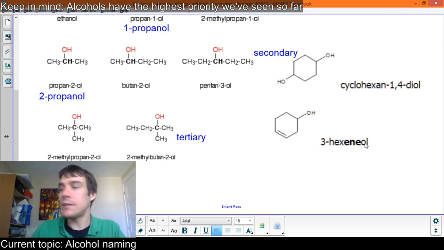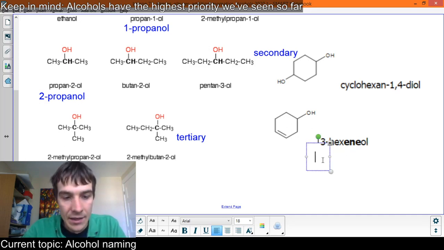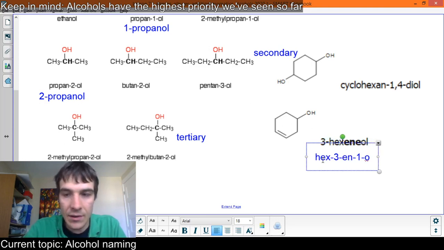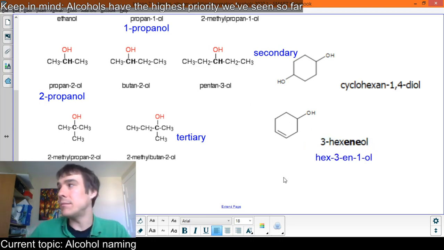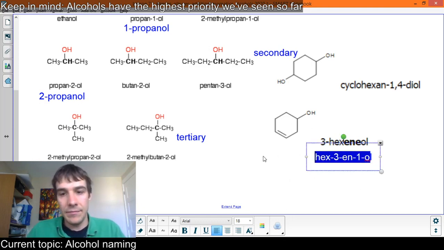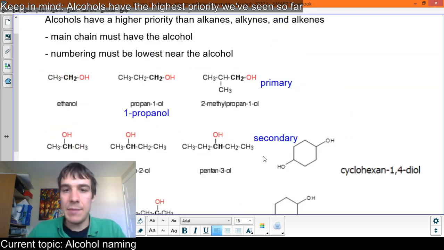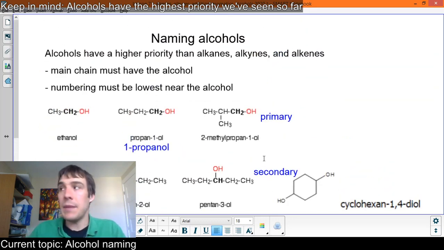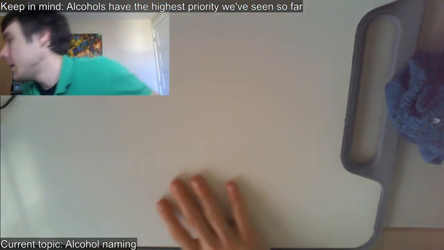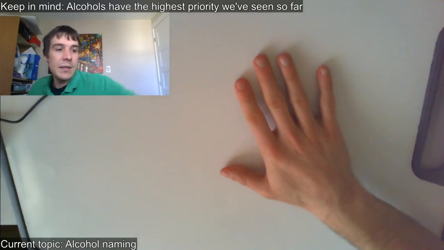Here, 3-hexenol might be ambiguous as to whether the 3 refers to the hexene or the ene or the ol, but if you write hex-3-ene-1-ol, then you've taken away all the ambiguity. So that's naming alcohols. That's how you name them, and they have the highest priority we've seen so far, which means you can get into some interesting priority issues.